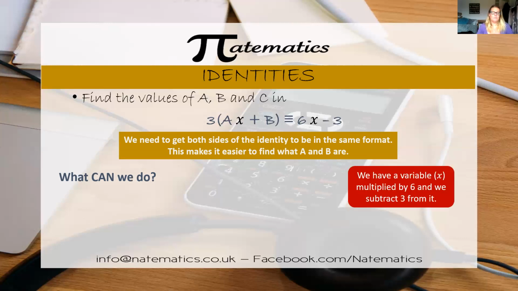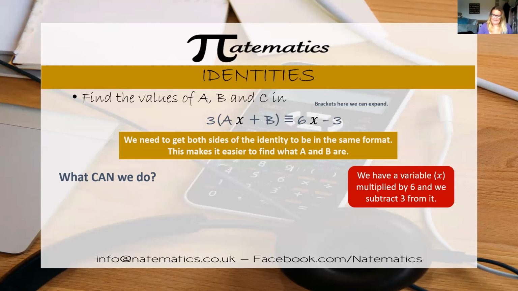So on the right-hand side, we've got a variable. We multiply it by 6, and then we subtract 3 from it. So what we're going to have to do is find something on the left-hand side that kind of looks like that. So we're multiplying a variable by something, and then there's something at the end afterwards. Okay, so let's have a look then.